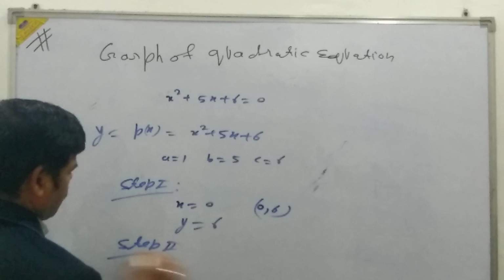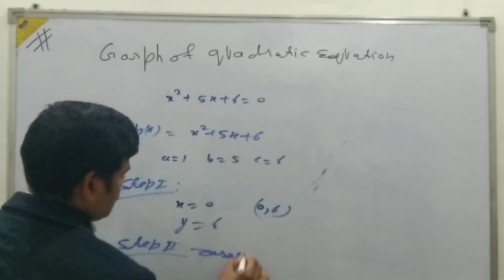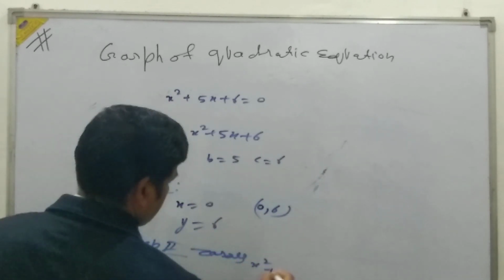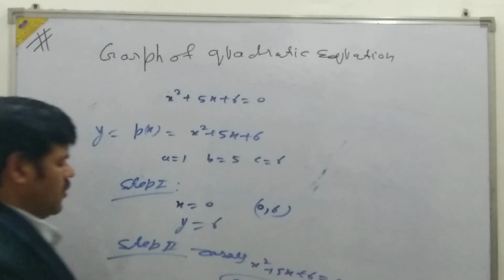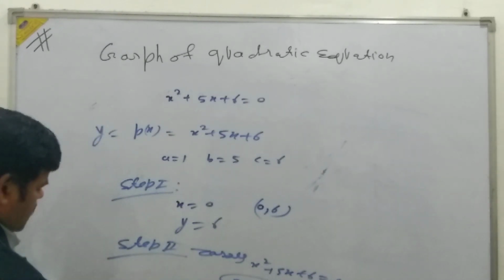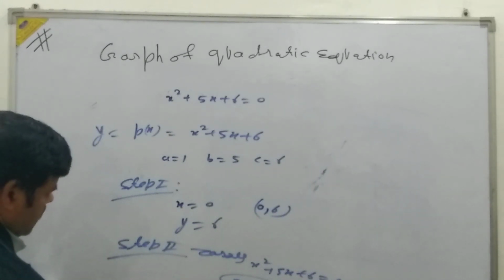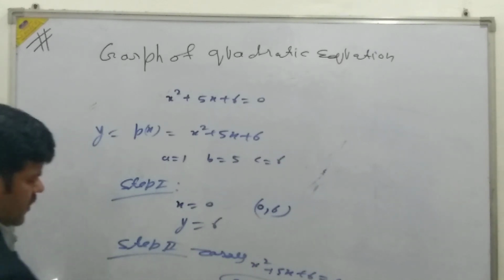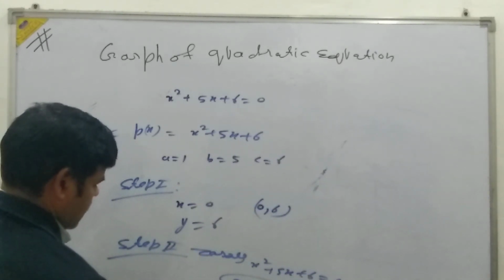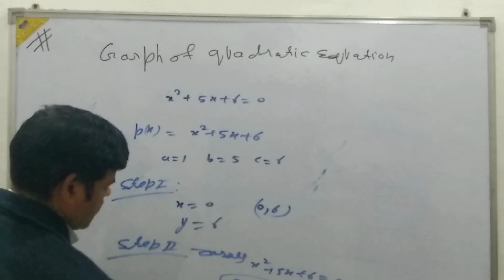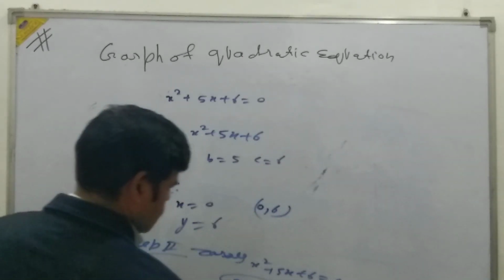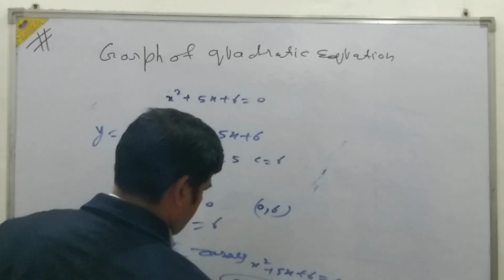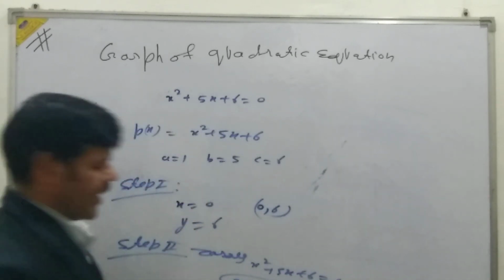Step number two: find the zeros of the polynomial. x square plus 5x plus 6 equal to 0. So x is equal to minus 3 and minus 2 are the zeros of this quadratic polynomial. Step number three: the vertex is minus b by 2a comma minus D by 4a, which means minus 5 by 2 comma minus 1 by 4.